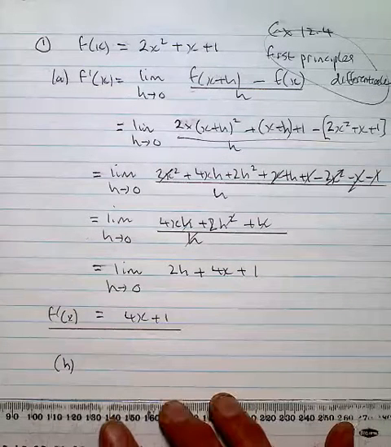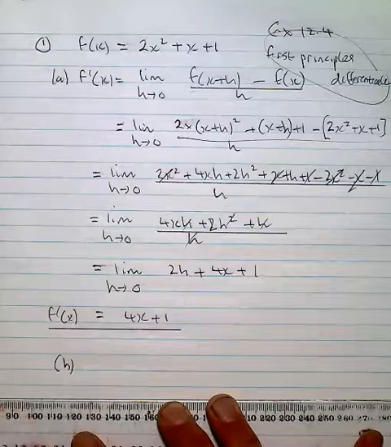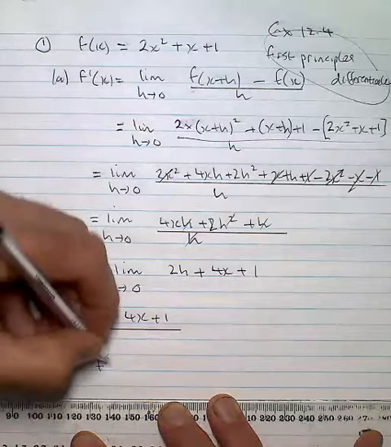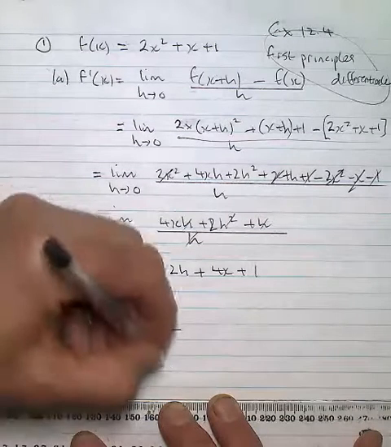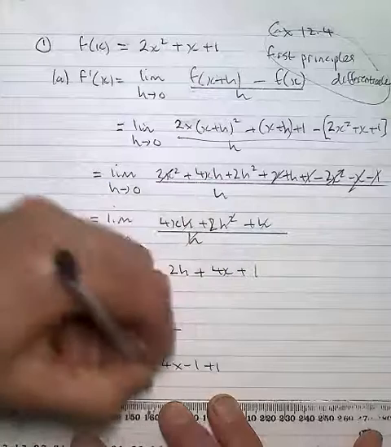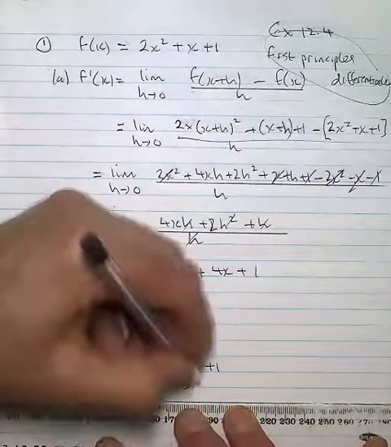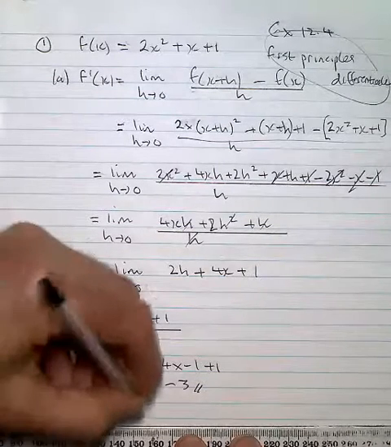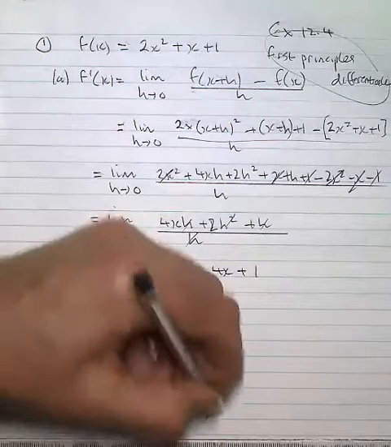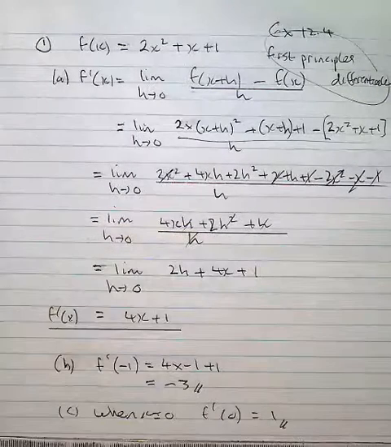Now, if I move on to B, I'm asked for the gradient of the function at the point -1, 2. So that means f prime of -1, I'm going to substitute that into the gradient formula. And that will give me, in number 1 here, -3. When x is equal to 0, f prime of 0 is 4 times 0 plus 1, which is equal to 1.